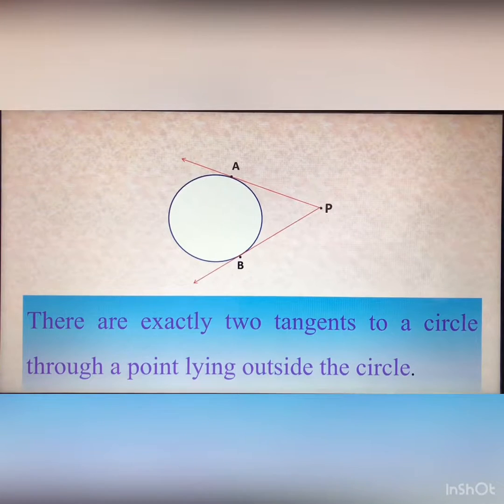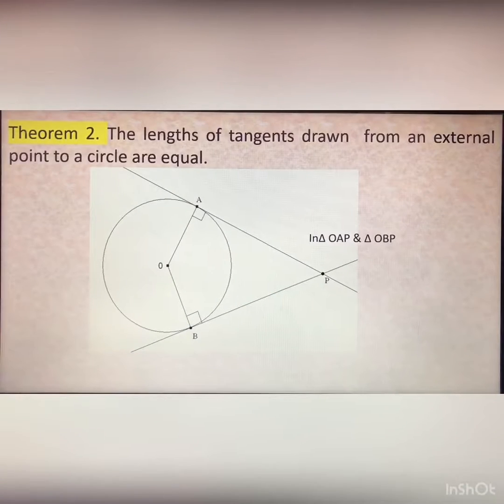So this is the third case. Now here is the one most important question for the board examination. So here the statement is: the lengths of tangents drawn from an external point to a circle are equal. मतलब किसी भी एक्सटर्नल पॉइंट से जो टेंजेंट्स ड्रॉ किए जाते हैं वो दोनों टेंजेंट्स इक्वल होते हैं, ये प्रूव करना है.